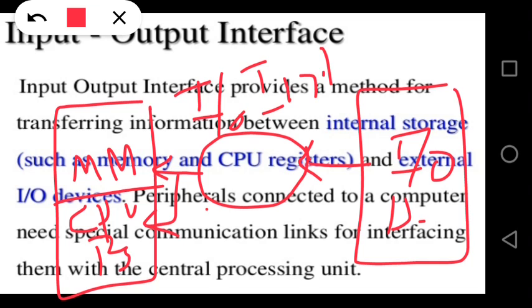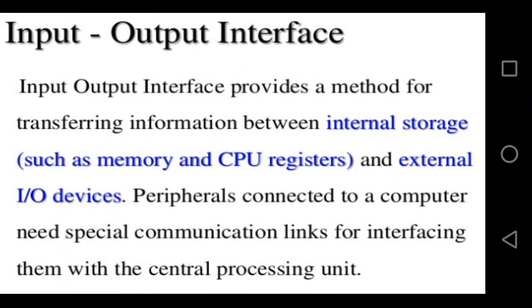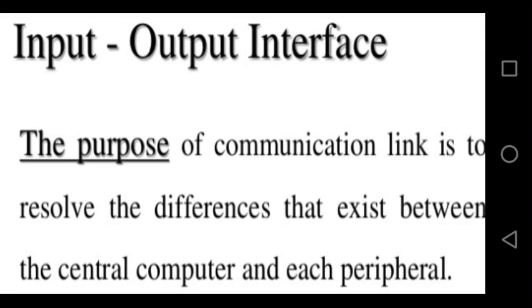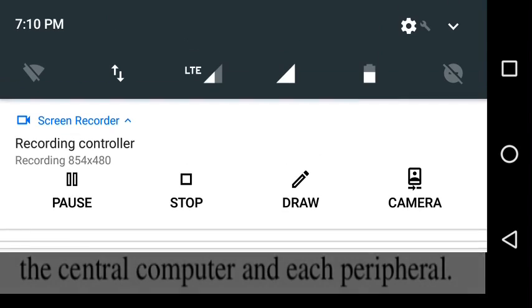So peripherals connected to a computer need a special communication link for interfacing them with the central processing unit. As I said, this is called link. A special link has to be established. The purpose of this communication link is to resolve the differences that exist between the central computer and each peripheral. So what is the need for IO interface?